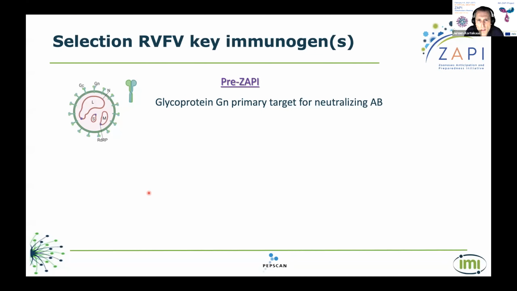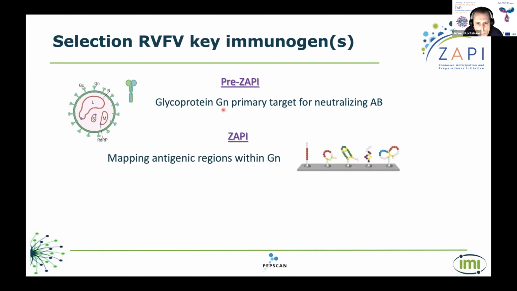So before ZAPI started, we already knew that GN is the primary target of neutralizing antibodies. This was already described in the 90s, and we were studying this protein ourselves as well in my lab, also before ZAPI.